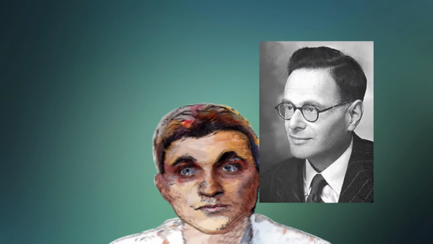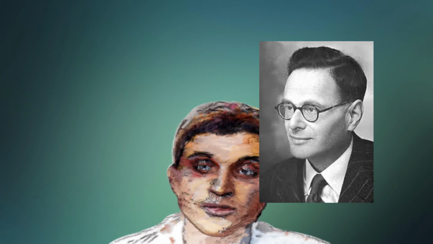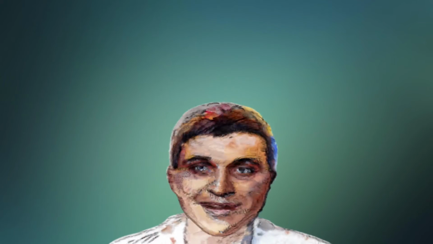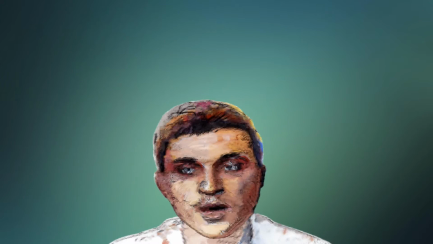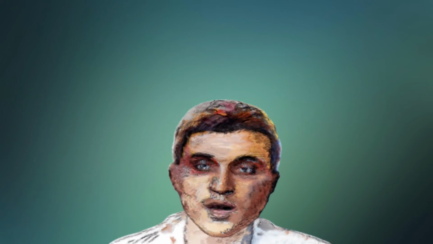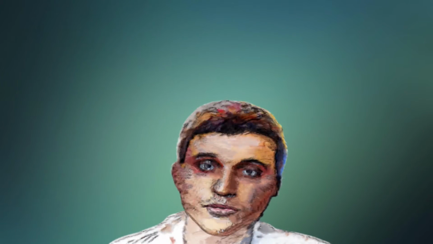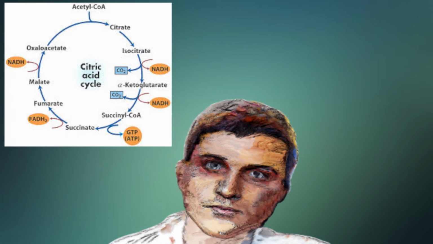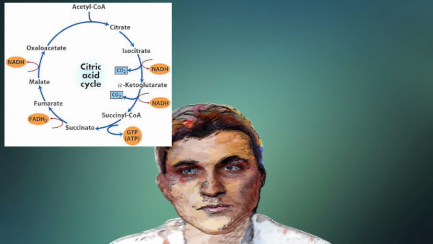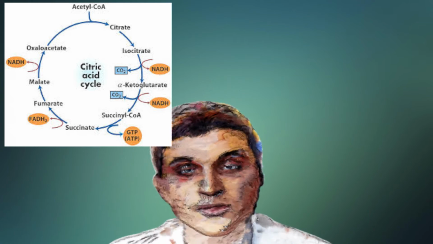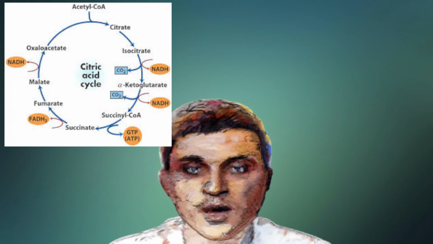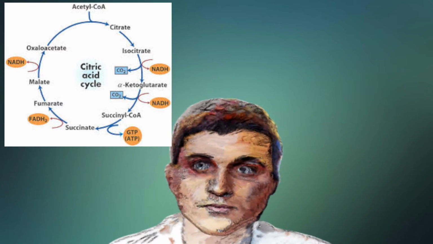The Krebs cycle, named after the man who discovered it, Hans Krebs, is a central metabolic pathway that generates energy through the oxidation of acetyl-CoA. The Krebs cycle, or citric acid cycle as it is sometimes called, takes place within the matrix of mitochondria in eukaryotic cells and produces a total of 3 NADH, 1 FADH2, and 1 ATP per acetyl-CoA molecule. The cycle consists of 8 enzyme-catalyzed reactions, beginning with a reaction between acetyl-CoA and oxaloacetate, producing citrate.